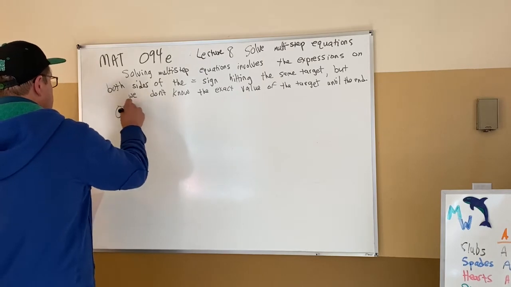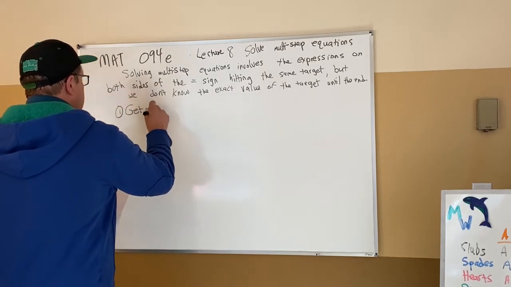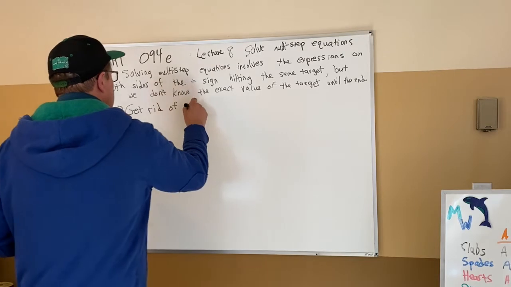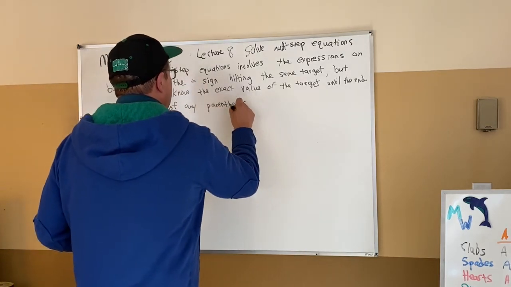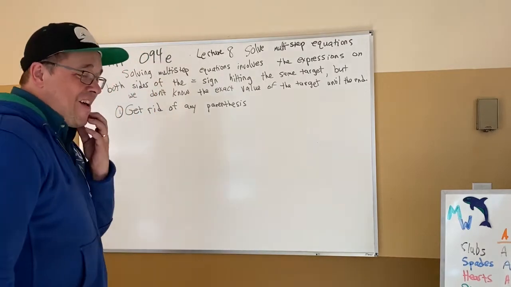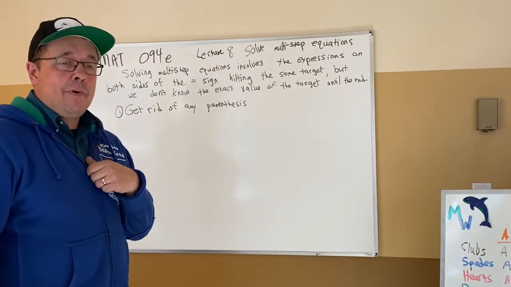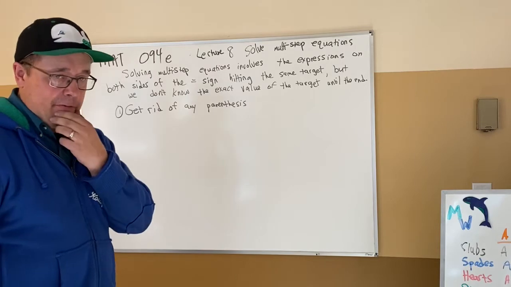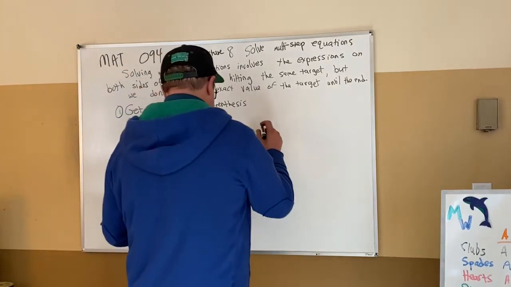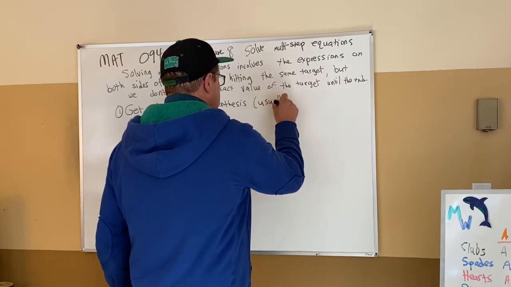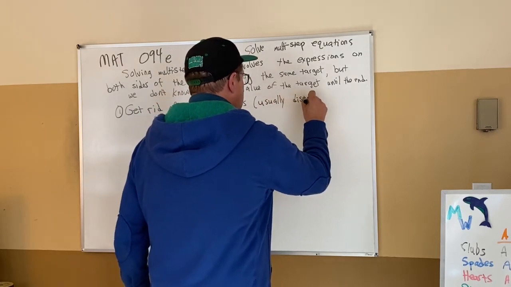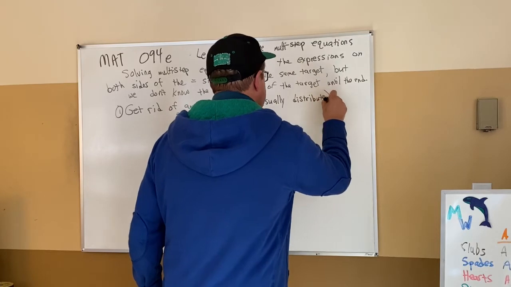Number 1, get rid of any parentheses. That does not mean drop them. Like, I don't like them, so get rid of them. They're gone. Usually it's distributing, properly distributing a negative if necessary. But I'm going to write here that it's usually distribute. Okay.